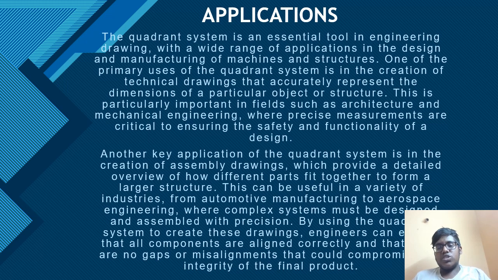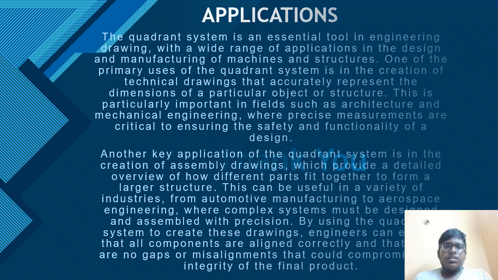Another key application of the coordinate system is in the creation of assembly drawings, which provide a detailed overview of how different parts fit together to form a larger structure. This can be useful in a variety of industries, from automotive manufacturing to aerospace engineering, where complex systems must be designed and assembled with precision. By using the coordinate system to create these drawings, engineers can ensure that all components are aligned correctly and that there are no gaps or misalignments that could compromise the integrity of the final product.